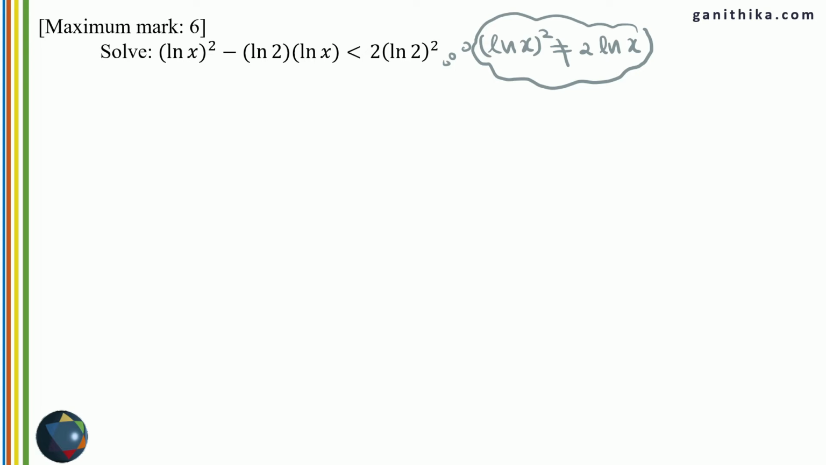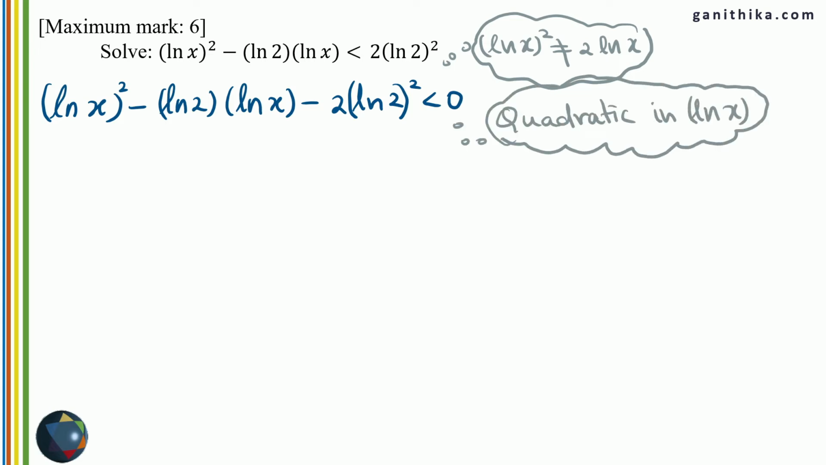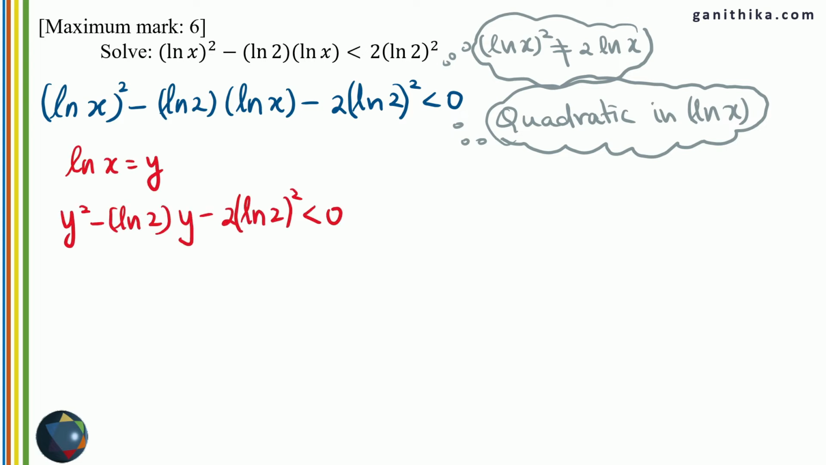You can see that ln 2 on both the sides is a constant. So you have ln x the whole square minus ln 2 times ln x. And then I'll bring the 2 ln 2 whole square to the left hand side and make it less than 0, to make it a quadratic inequality in ln x. You can continue using ln x as such or change ln x as y and change the equation in terms of y so that it looks much better than the original equation. Now you have to solve for y.